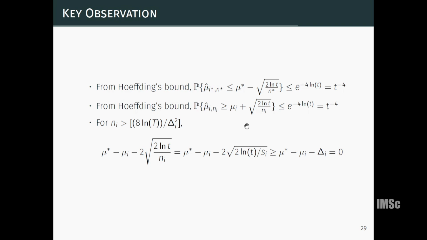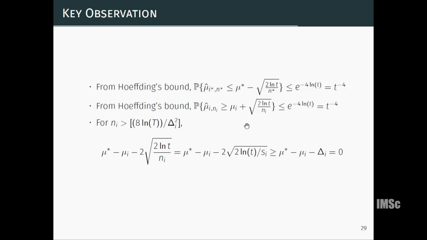So 8 will cancel out, you will eventually get delta I here, and t you can upper bound by capital T. So everything will cancel out and you will get minus delta I. And this mu star was nothing but mu I plus delta I, so this term will be 0. We can do it in the tutorial session, but is the intuition clear?